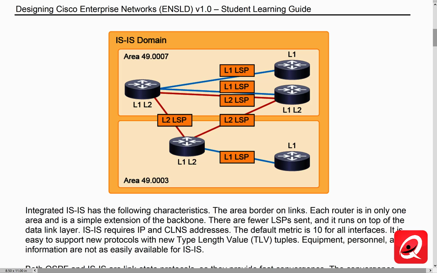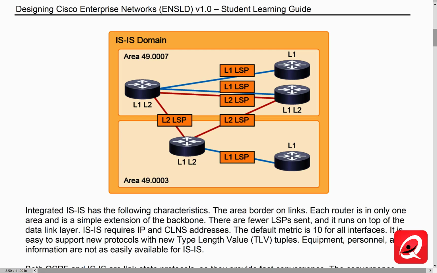So it's not overly complex, right? The address, like I said, is really broken up into two parts, being that the end cell is always going to be a 0, 0. Now, as far as the protocol itself, obviously the area borders are on the links. Each router is only in one area, not the interfaces like OSPF. And then we simply extend the backbone by having those L2 adjacencies.